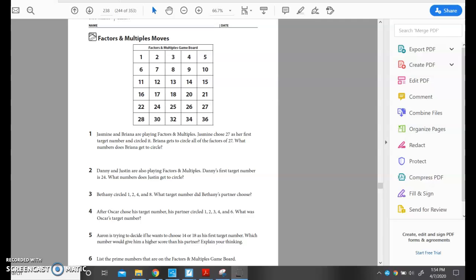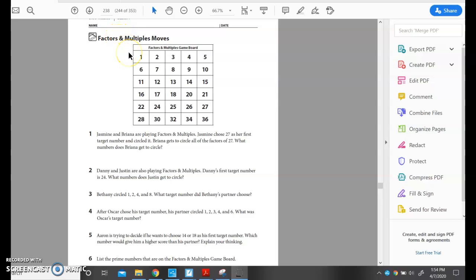All right, to end our session today, we have some daily practice on student book page 238. Remember, this is just for when you have extra time, if you did all of that lesson in under 30 minutes, or you want to go back at a later date or today to challenge yourself for some additional work. Okay, so today's practice is again review. We're working with factors and multiples. It's called factors and multiples moves.